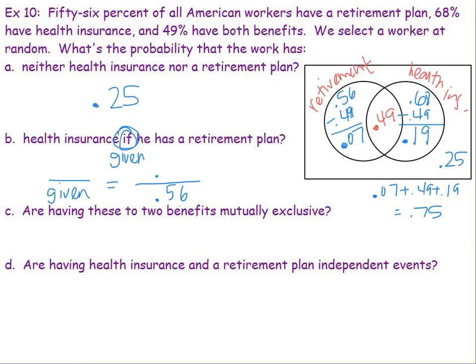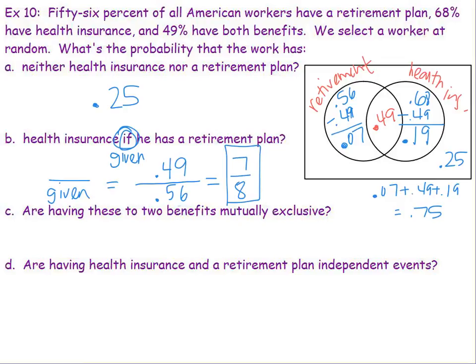What is the probability that the people have a retirement plan and they have health insurance? Because that's what goes on the top, is the people that have both. And that is 0.49. So to reduce that, put it in the calculator, math, enter. You should get 7 out of 8.